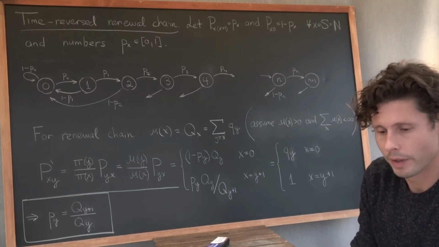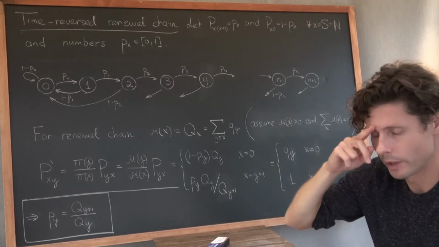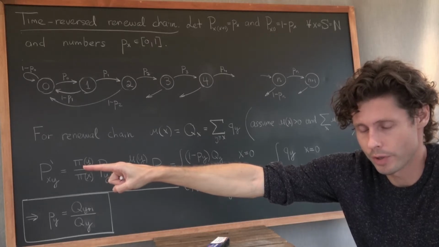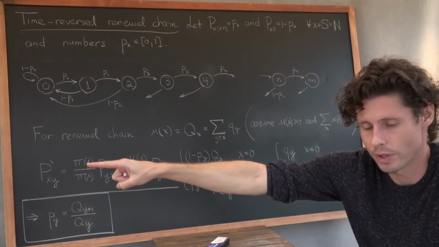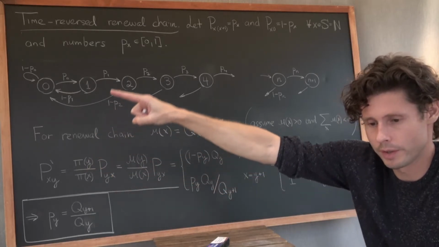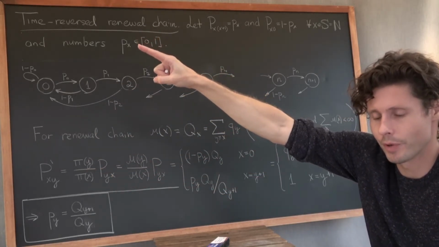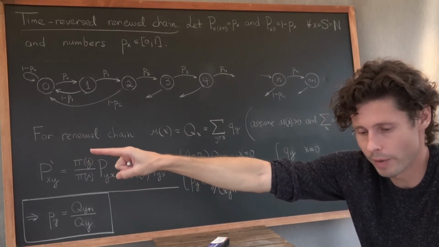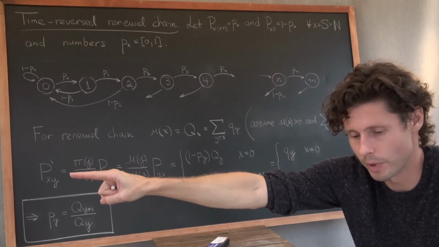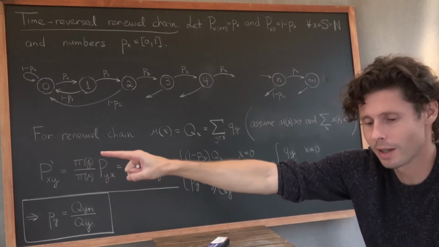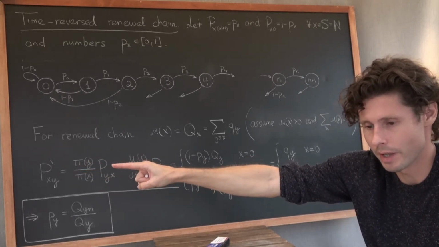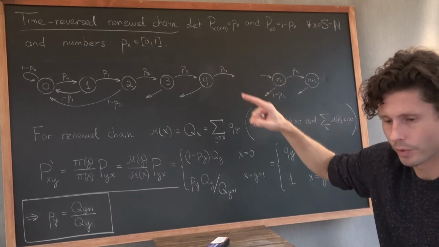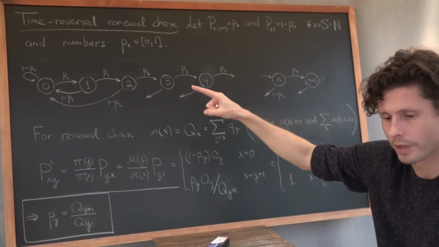So here we have two time reversals. We're constructing p prime, which is the time reversed transition probabilities, and we're trying to reverse the time reversed renewal chain, and that's why this is p prime. Maybe it should be p double prime, but just keep in mind that these should be the transition probabilities of the renewal chain, and these p's right here are the transition probabilities of the time reversed renewal chain, which we've guessed to be of this form.